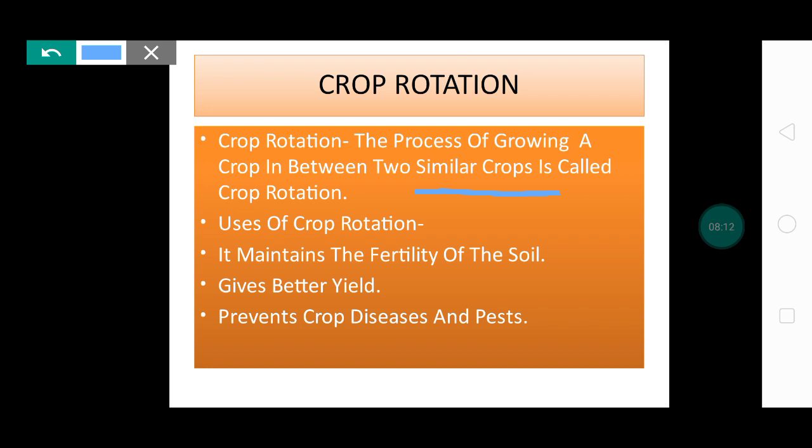Sometimes it's said to keep the soil barren or fallow. Why? It needs to be left uncultivated for some time so that it can regain its nutrients and fertility. This is the reason, and the process is known as fallowing. The process of keeping the land barren is known as fallowing. Then what is the use of crop rotation? Just now I discussed that it maintains the fertility of the soil and gives better results. It also prevents crop diseases and pests.